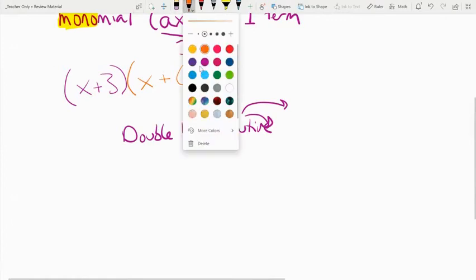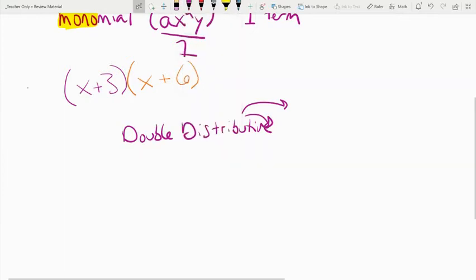So if we're multiplying two binomials, there's two different methods you can use for this. The first is what is taught on Khan Academy, and so I want to go over it. And this is called double distributive. So here we're multiplying the term x plus 3. This is a binomial. Here's term 1. Here's term 2. We're multiplying that by this binomial, which is x plus 6.